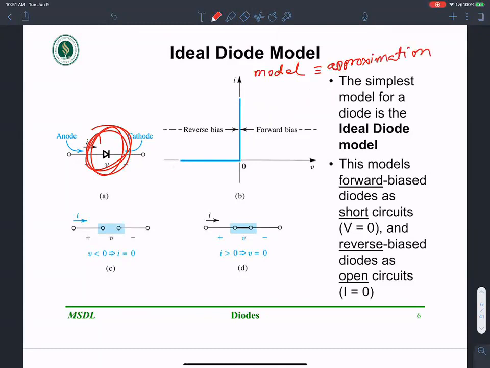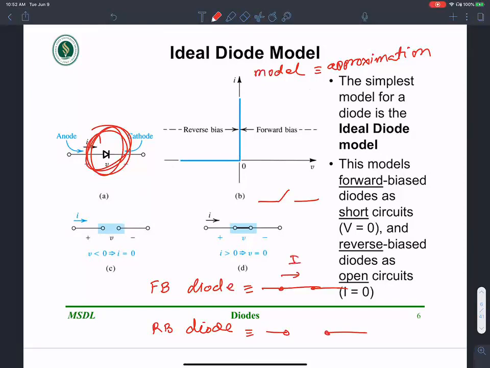Okay, in the simplest approximation, a diode is approximated as a switch. A forward bias diode is similar to a closed switch, and a reverse biased diode is similar to an open switch. So there is some current flowing in a forward bias diode. In a reverse bias diode, the current is assumed to be zero. So this is the approximation that we use to understand the behavior of a diode.